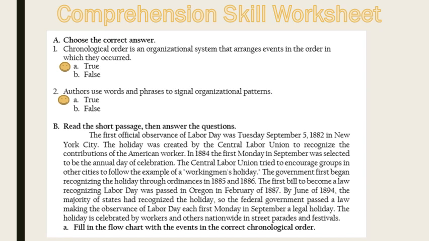The first bill to become a law recognizing Labor Day was passed in Oregon in February of 1887. By June of 1894, the majority of states had recognized the holiday. So the federal government passed a law making the observance of Labor Day each first Monday in September a legal holiday. The holiday is celebrated by workers and others nationwide in street parades and festivals. Okay, so I think that is very easy and clear. They're talking about Labor Day and how it originated, and they passed a law about Labor Day.